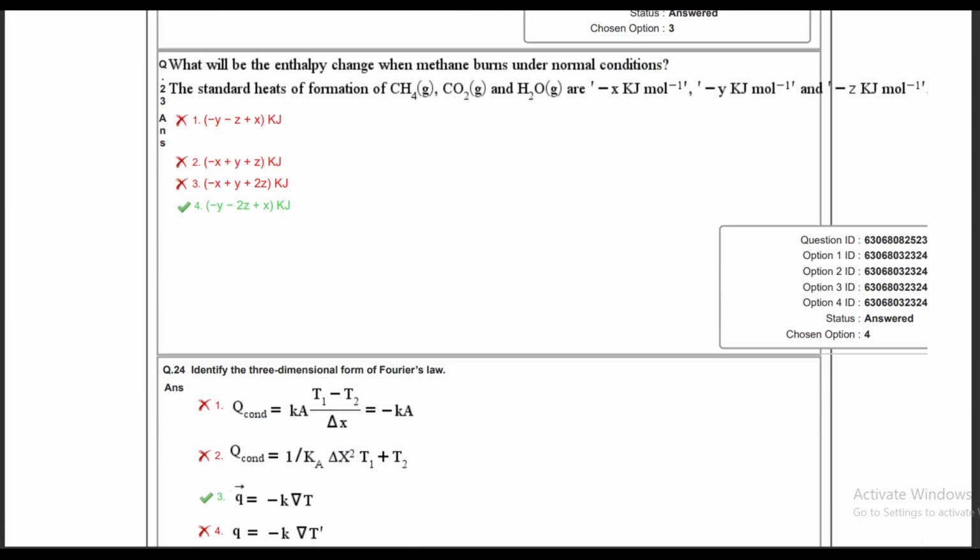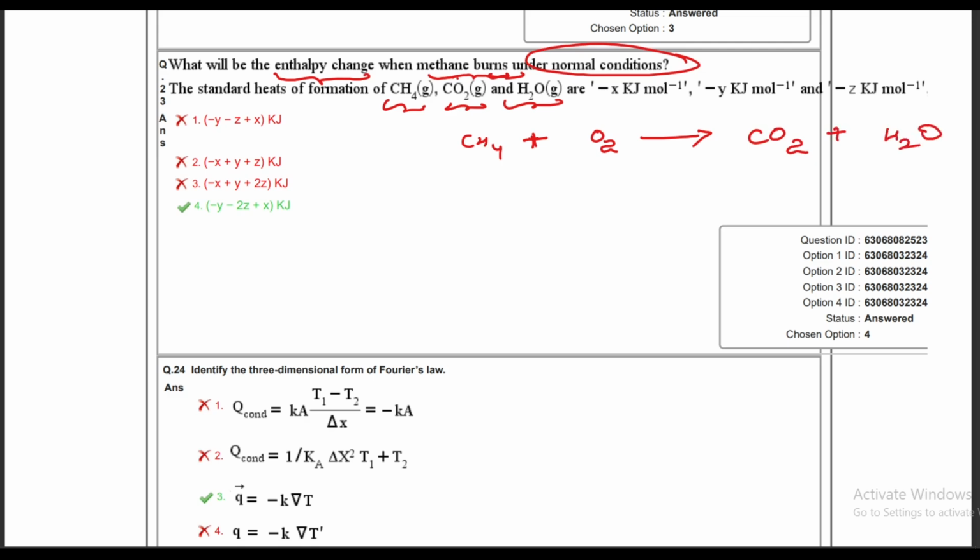In the next question, what will be the enthalpy change when methane burns under normal condition? And they are providing you standard heat of formation for methane, carbon dioxide, and water. So you have to know first of all about its reaction. When methane burns, obviously it will burn in the presence of oxygen. So you should know about the balanced chemical reaction. After burning there will be a release of carbon dioxide and water as products. So if you balance this reaction, this is the balanced chemical reaction. Clear?